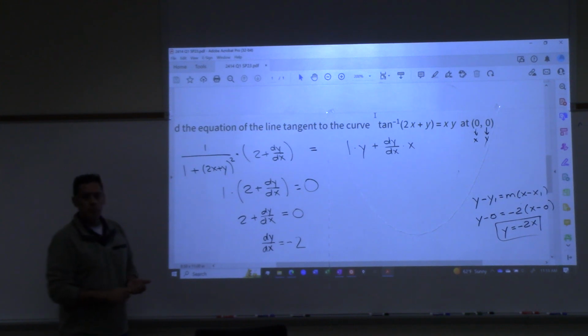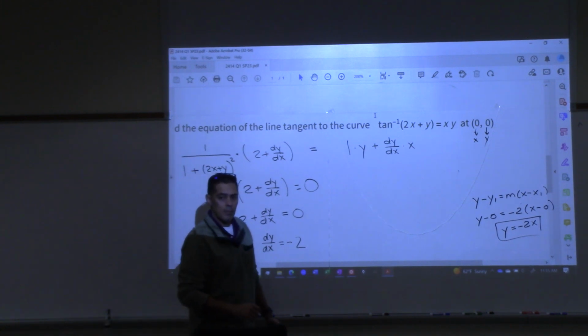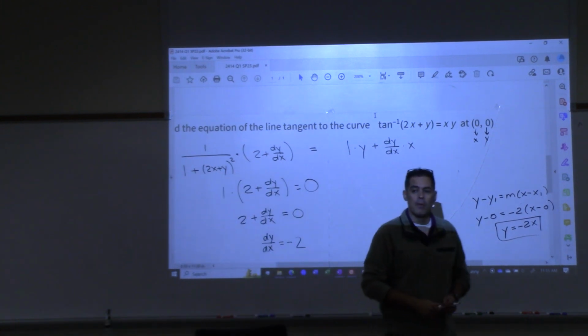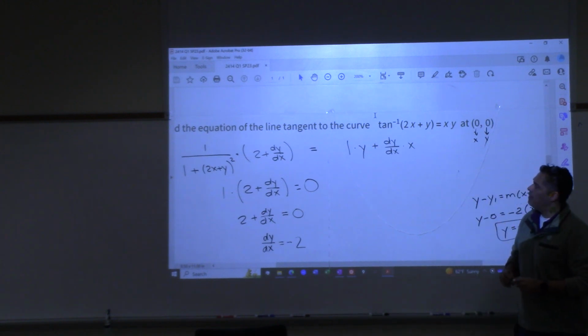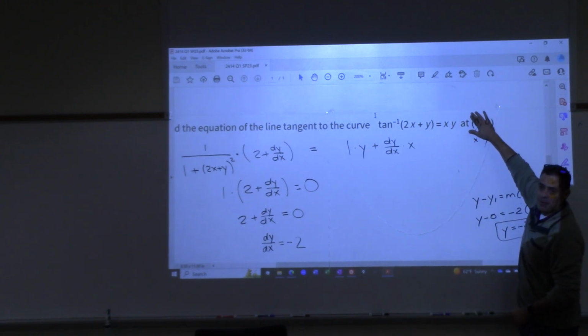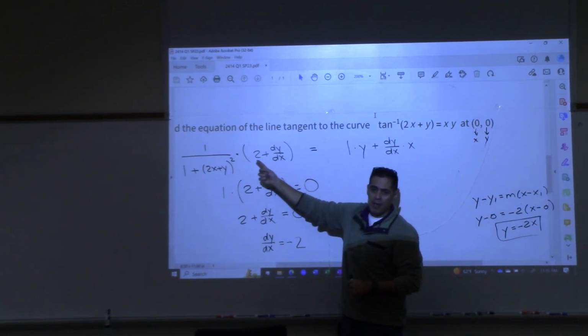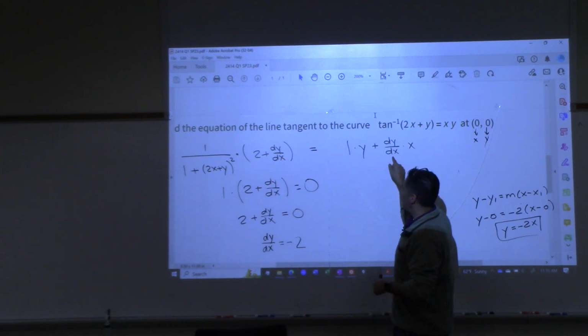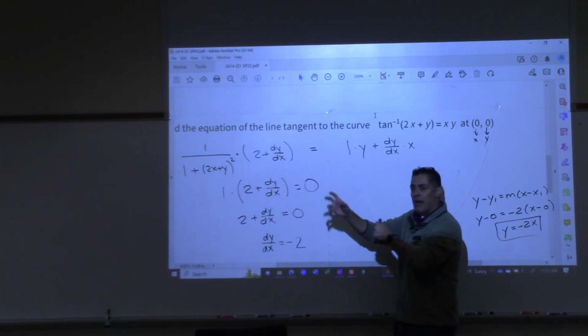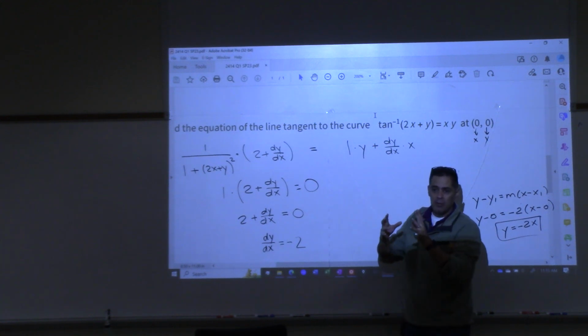You asked: is it always the case that you input the points rather than solving for dy/dx? If I had given you this problem without a point and just said, look at this curve, find the derivative of this curve with respect to x, you would still have done this step, but then you would have had to get dy/dx by itself on one side of the equation, algebraically moving things around. Which is fine.